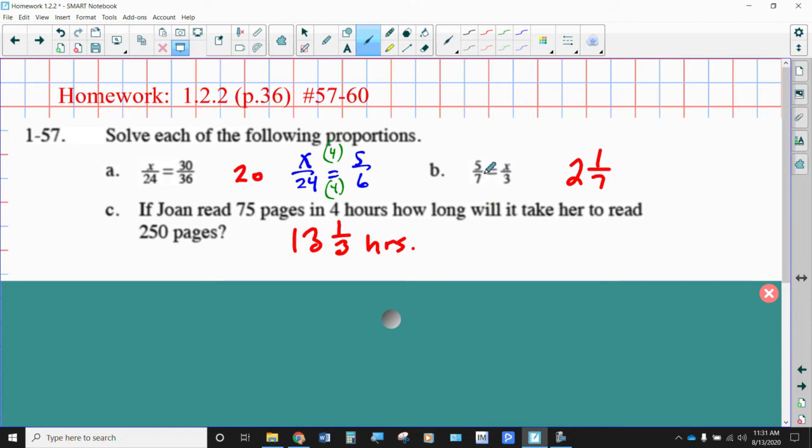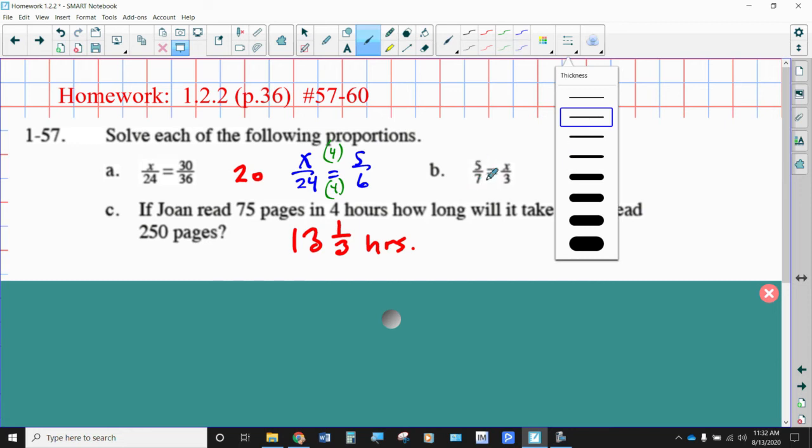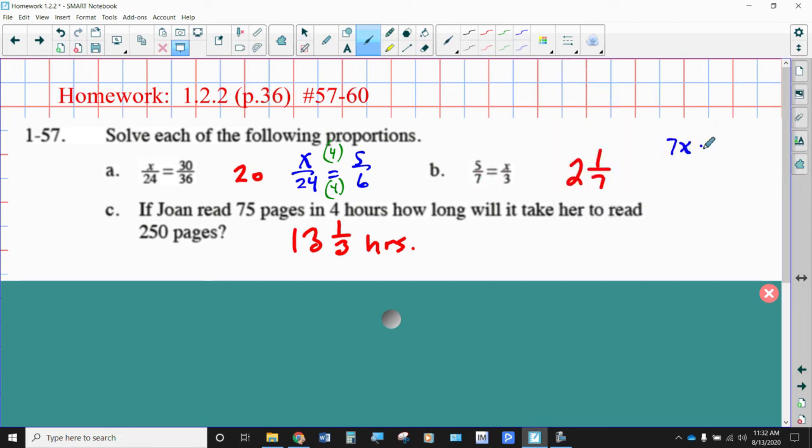Here, you don't really have a choice. You can't simplify it, and trying to find a giant 1 for whatever you multiply times 3 to give you 7 is going to be somewhat complicated. So I would absolutely cross multiply here and say 7x is equal to 15. And now you divide each side by 7, and x is whatever 15 divided by 7 is, which turns out to be 2 1/7.